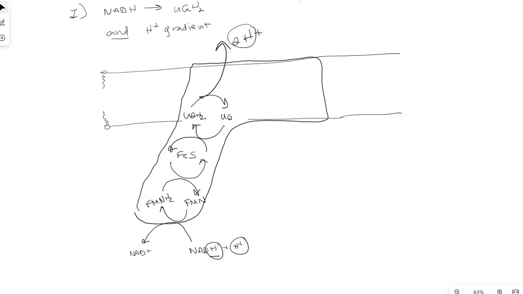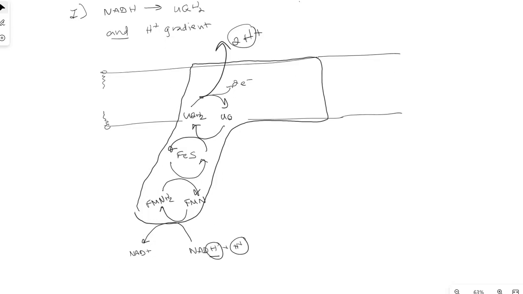Now, if this takes place, we have two electrons in play. We still have these two electrons. Let's see if I can grab a color. It's not liking it. Okay, we're just going to keep rolling with it.